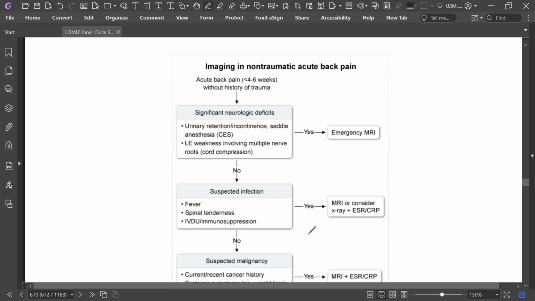Also, acute back pain for less than 4 to 6 weeks without a history of trauma: look for significant neurologic deficit. If there is significant neurologic deficit, go for emergency MRI. What are the significant neurologic deficits? Urinary retention, incontinence, saddle anesthesia, lower extremity weakness involving multiple nerve root compression. If no, then is infection suspected: febrile, spinal tenderness, IV drug abuse? If yes, go for MRI and consider X-ray or ESR.